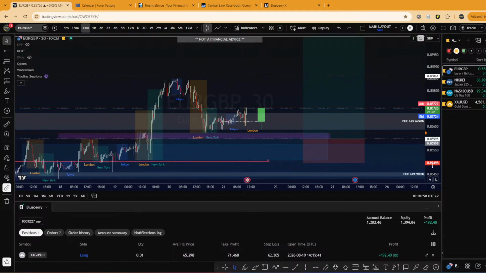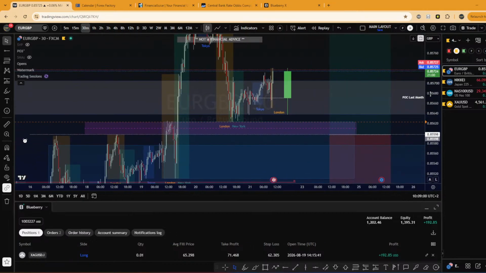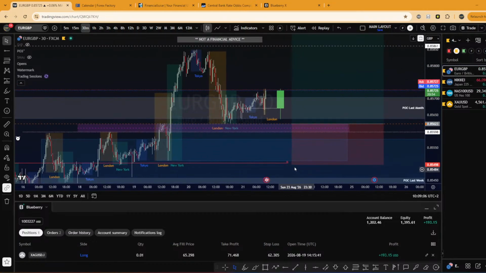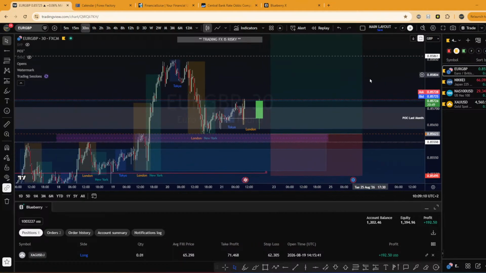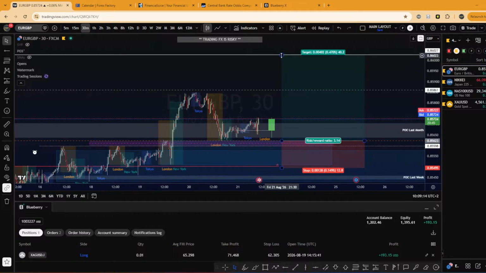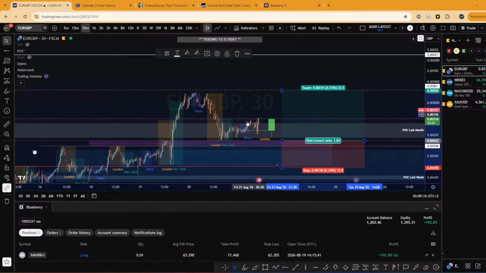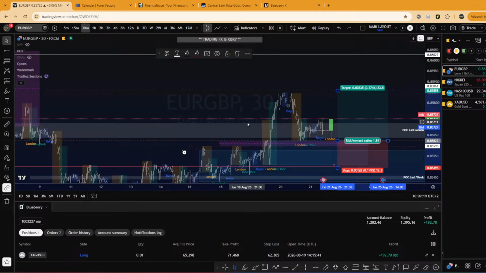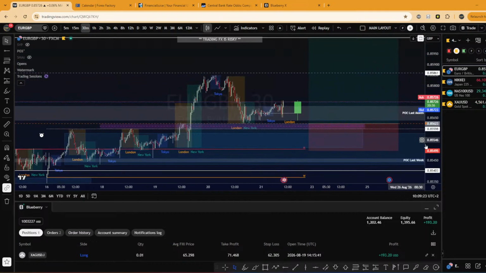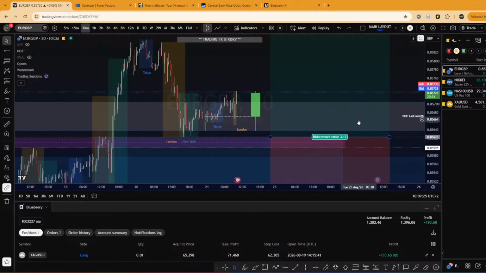Try to reduce the stop loss in case, to have a better risk reward, to target at least this high potentially.